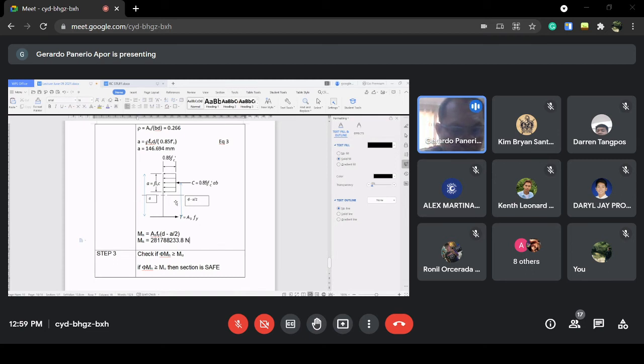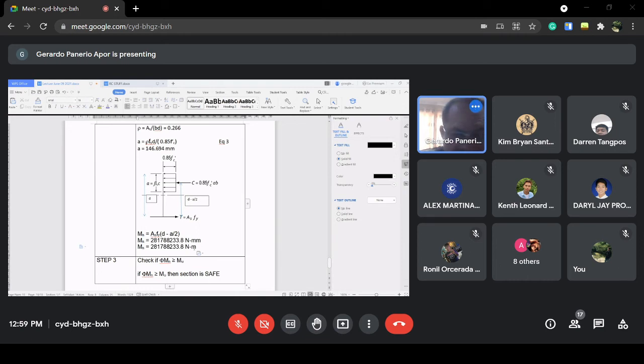281,788,233.8 Newton millimeter. In terms of kilonewton meter, I will move the decimal place 6: 1, 2, 3, 4, 5, 6, giving 281.788. But this is already kNm. Now, this is just the nominal. Now, if you run the design, you need to introduce the phi equals 0.9 for bending.